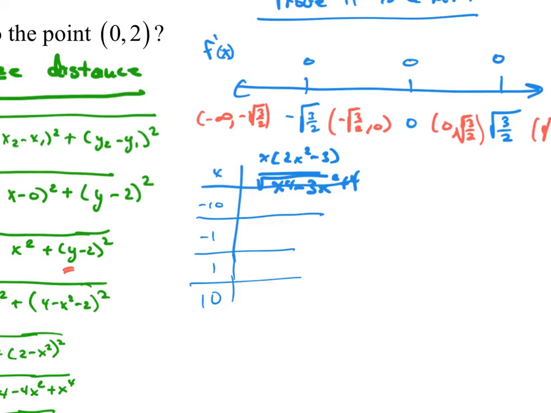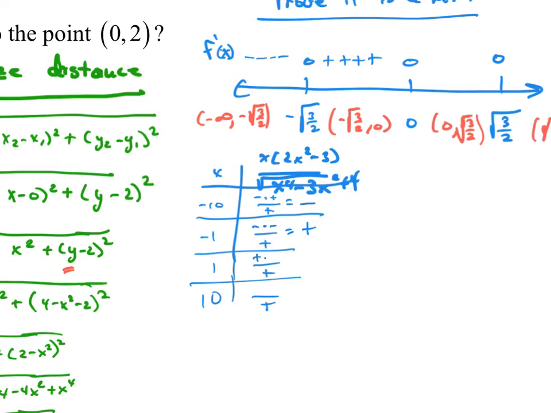Notice on the bottom you're taking a square root, and that number has to be positive every single time, as we discussed earlier. So all I have to do is plug this into the top. So negative 10, my first factor would be negative. 2 times negative 10 squared minus 3 is positive. A negative times a positive over a positive is a negative, so that entire first interval has to be negative. Negative 1, my first factor would be negative. 2x squared minus 3 would actually be a negative number, and a negative times a negative over a positive is actually positive, so the next interval is positive. 1, my first factor is positive.